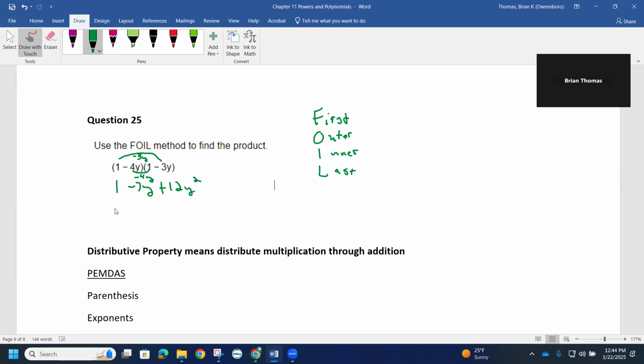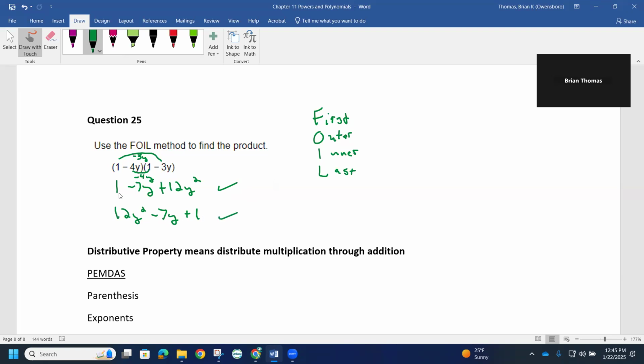Now you also can write it the other way, 12y squared minus 7y plus 1. So I don't think it really matters. Usually I like to have it from highest degree to lowest degree. So I usually like to have the quadratic term first, then the linear term, and then the constant on the end. But order does not matter. 1 minus 7y plus 12y squared would be just as good. It's just in what's called ascending order, where this is in descending order, but they're both correct.